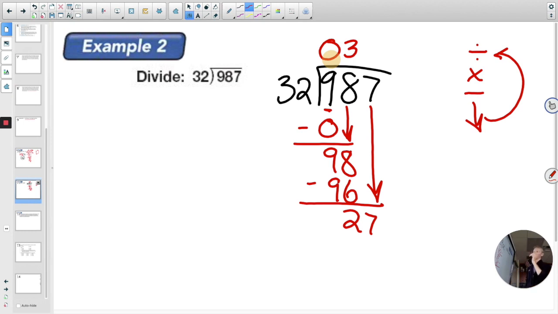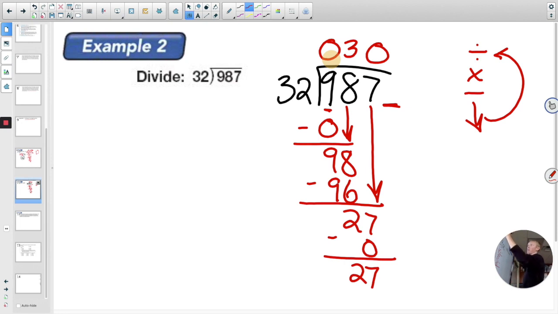27 divided by 32. Can't do it, but I still have a spot left up here. I can't just leave that spot empty. So what do I do? Well, 27 divided by 32, it's a 0, just like 9 divided by 32 was a 0. So I have 30. Multiply, 32 times 0 is 0. Subtract, bring down. Oh, nothing left to bring down. That means I'm finished. So now my answer is 30, and I have 27 left over.